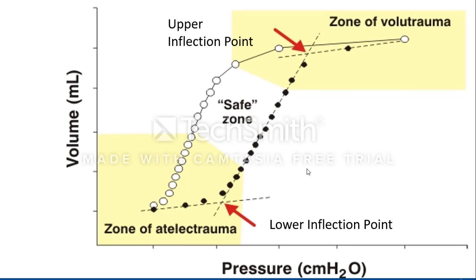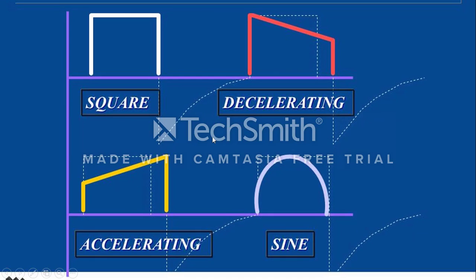You must be aware that these readings need to be taken during a square flow pattern. It needs to be a constant flow generating the waveform, or the loop that you're looking at, in order to make those decisions, because varying the flow pattern will have changes in the loop.